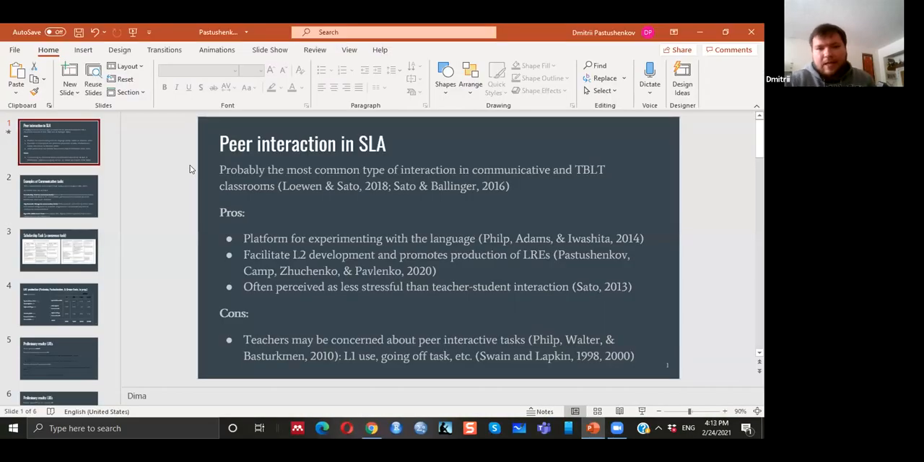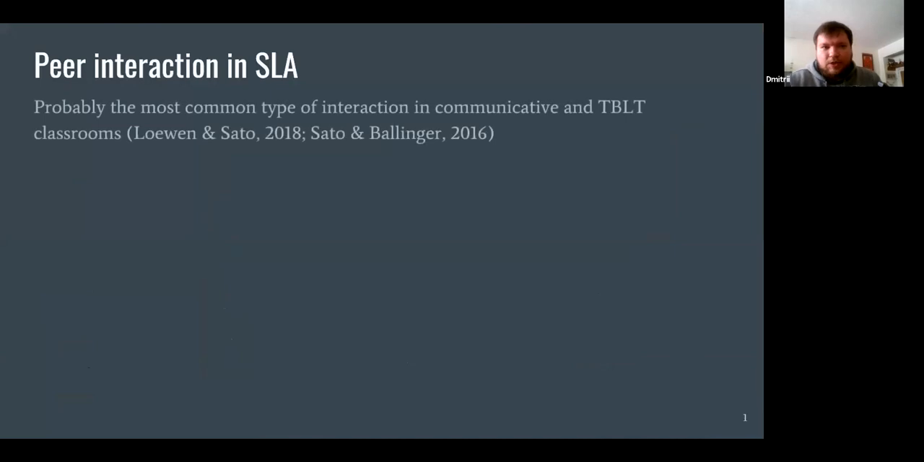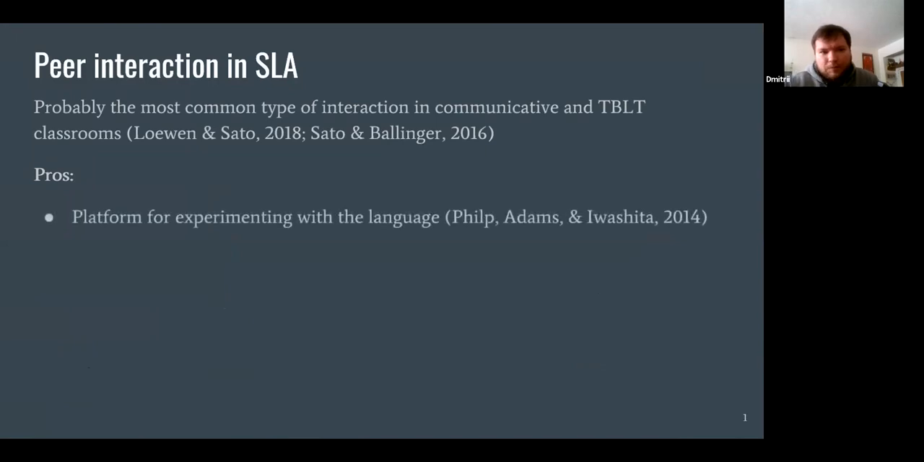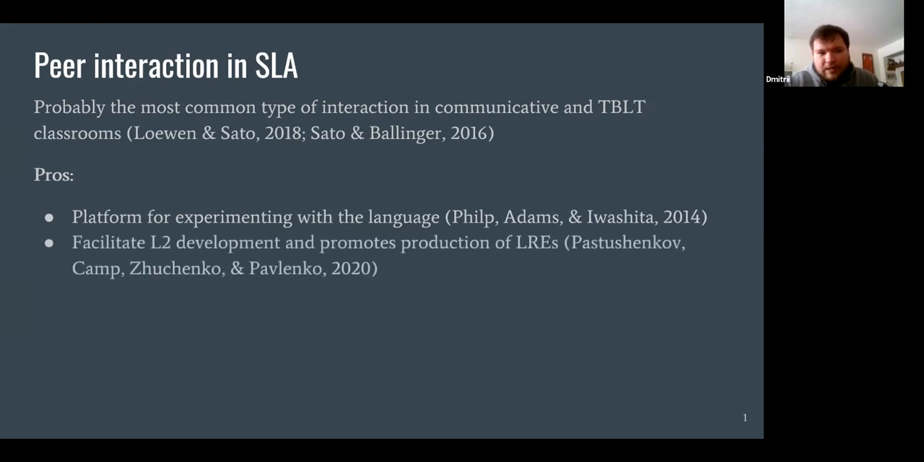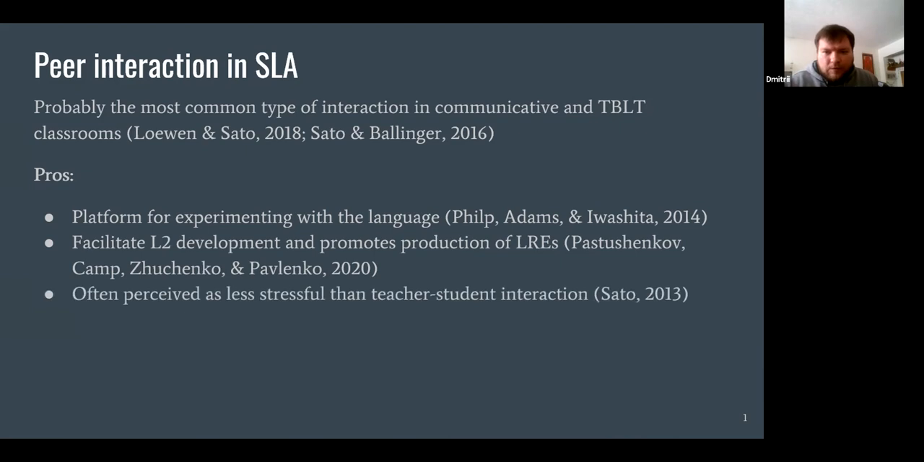So, peer interaction in SLA, in second language acquisition. This is very different from what I experienced in Russia as a learner and teacher, but in TBLT, peer interaction is probably one of the most common types of interaction. It has its pros and its cons. As for the pros, peer interaction is a platform for experimenting with the language, so the students are not afraid to make mistakes, and they can try different things. Research has shown that peer interaction can facilitate L2 development and also promotes production of so-called language-related episodes, LREs, a form of metalanguage in which learners discuss the language that they produce. So they discuss the language and they learn the language. And communicative tasks involving peers are often perceived as less stressful than teacher-student interaction.